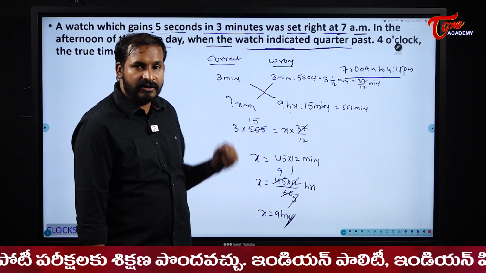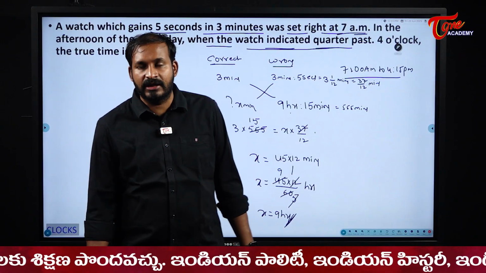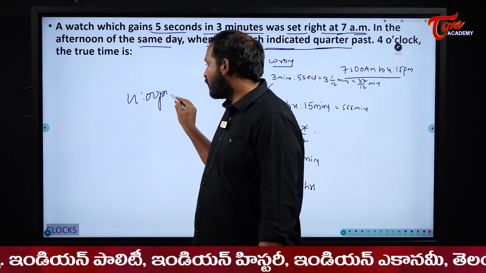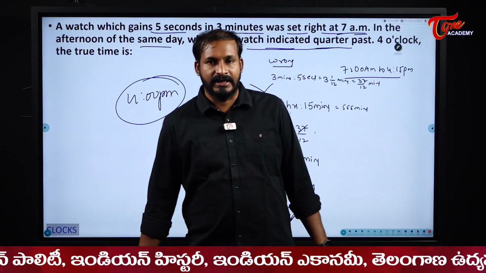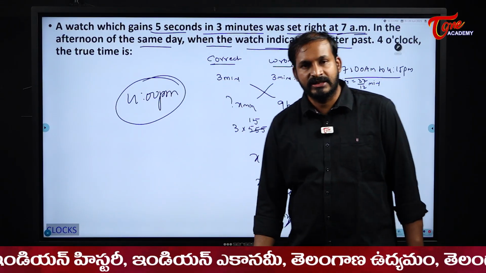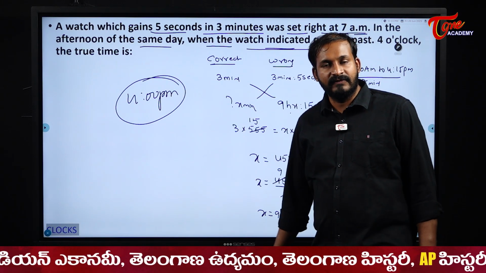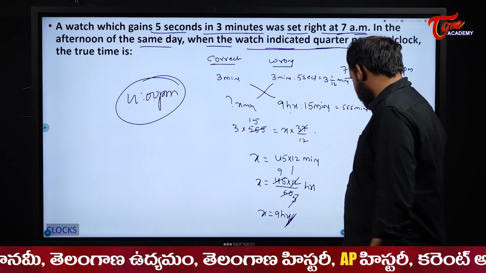In the wrong clock it is showing 4:15, so in my correct clock it will show how much? It will show 4 p.m. In my correct clock it will show exactly 4 p.m. Quarter past 4 means 4:15. In the wrong clock it is showing 4:15, but in my correct clock it will show just 4 o'clock, right?